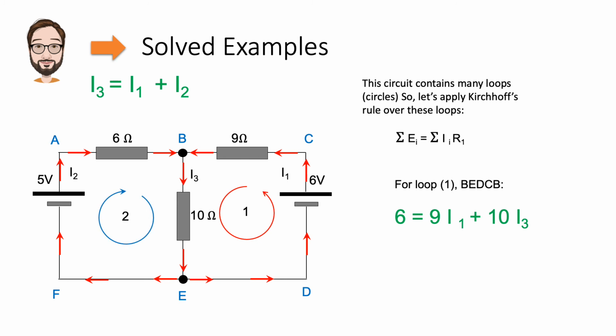Now, let's see the second loop. The second loop goes in the other side, and it is BEFAB. What is the energy in here? It's the 5 volts. And what are the resistors that would consume the energy? That would be the 6 ohms and the 10 ohms. So I can state the same way I have done it before: 5 equals 6 I2 plus 10 I3.